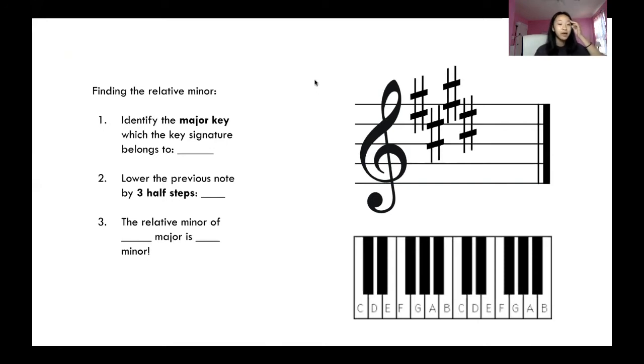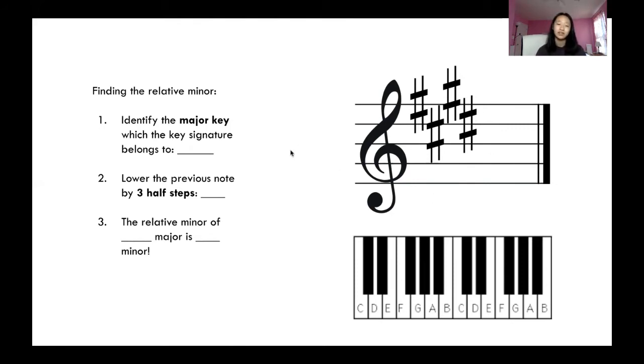If you have a piece of paper, or if you just want to think in your head, we're going to try to find the relative minor of this. First, we can do this example together. Let's first identify the major key which the key signature belongs to. We see, first of all, that there are sharps. So we look at the last sharp, which is D sharp, and then we raise it by a half step following the rule of sharps, and that gives us E. So this is E major.